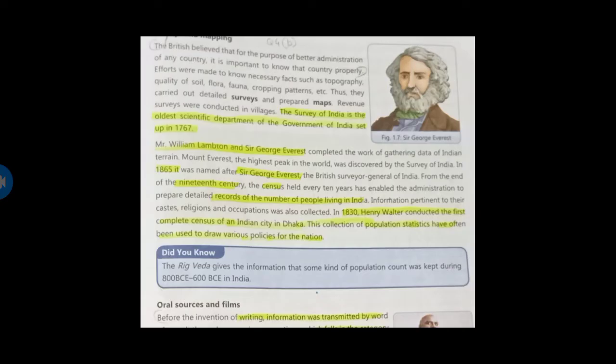What did they do? Surveys they carried out, meaning how many people are living in that particular area and all that. And maps mean which location, which place is where. Revenue surveys were conducted in villages, meaning revenue, how many people are there in that field. In villages it was, okay.